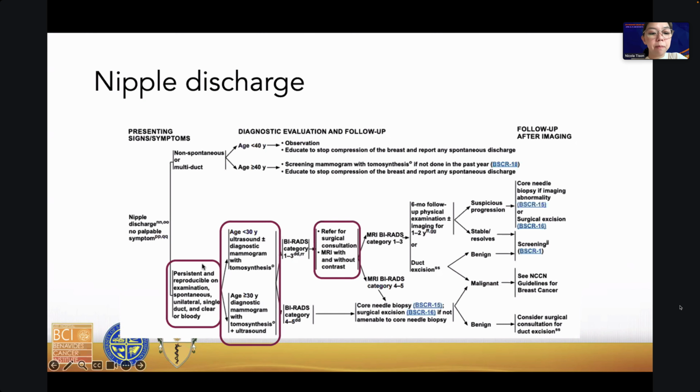So for any patient with a pathologic nipple discharge that is persistent and reproducible, meaning when you do your physical examination and you press on the breast, you're actually able to elicit that discharge coming out, then regardless of age, we do a mammogram and breast ultrasound. If our mammo and ultrasound is benign, negative, or BIRADS 3, we may do a breast MRI with contrast. And if it turns out looking benign, we may follow up these patients or do a duct excision. In patients with BIRADS 4 or 5 findings, then a core needle biopsy or surgical excision is done.